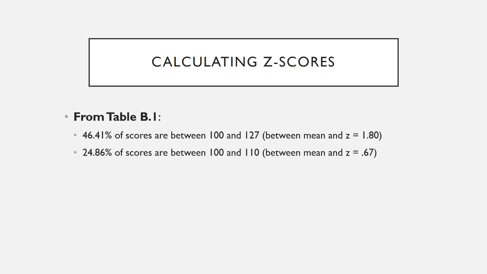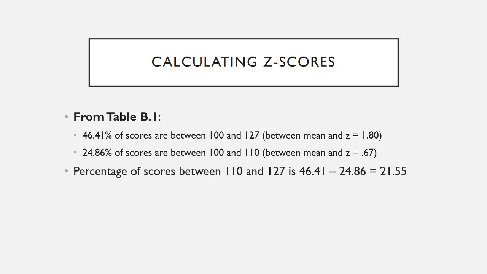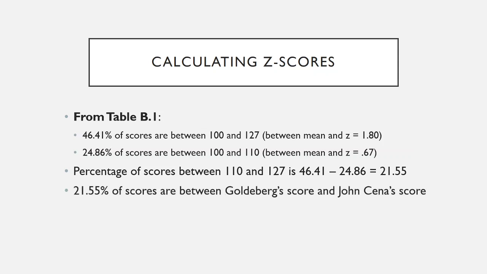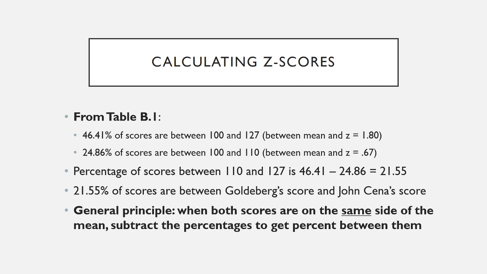We know from what we just did that 24.86% of the scores are in between the mean and Goldberg's z of 0.67. To find the percentage in between those two z-scores, you subtract 24.86 from 46.41. So 21.55% of scores are between them. In general, whenever you're comparing two z-scores on the same side of the mean, you will subtract the percentages to get the percent between them.